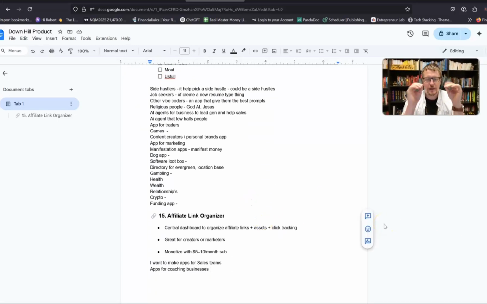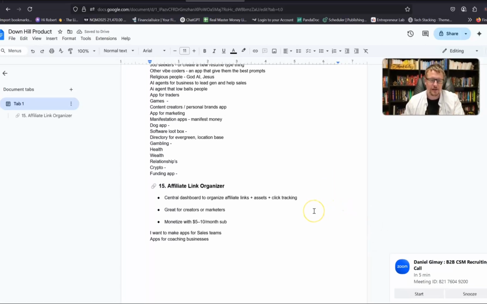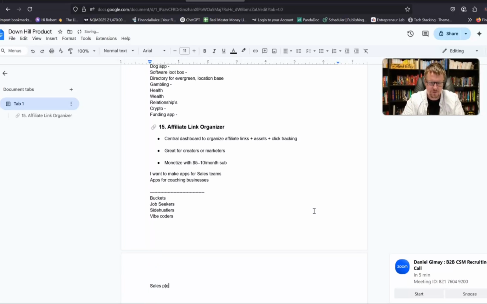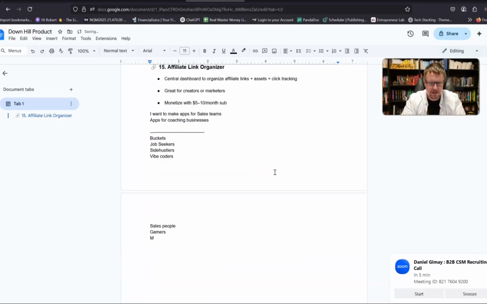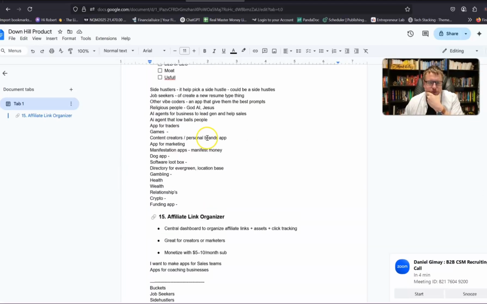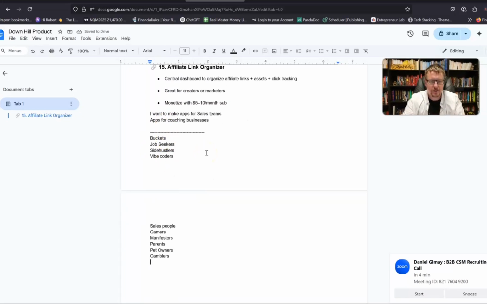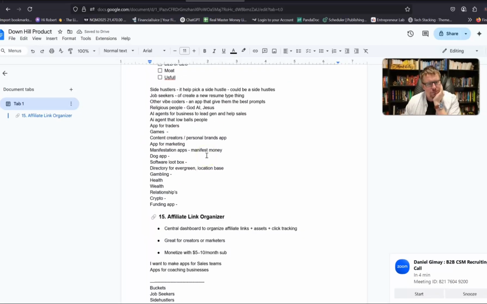For me, now I'm going to condense this into the best ideas, the best buckets. So the main buckets that I think are good: side hustlers, job seekers, vibe coders, sales teams, salespeople, gamers, manifestors, dog owners, mothers, parents, other software nerds, gamblers, marketers. I don't think I put them yet, like explorers. Yeah, I think that's pretty much it.